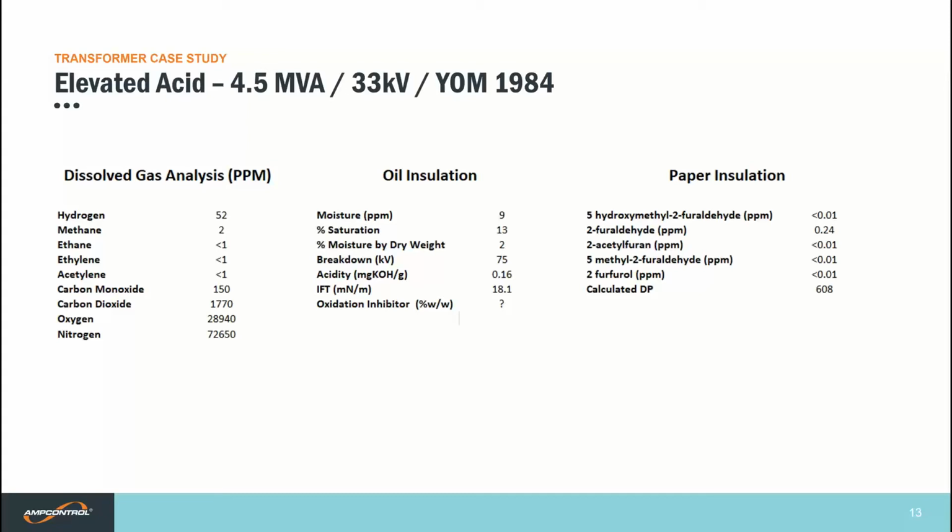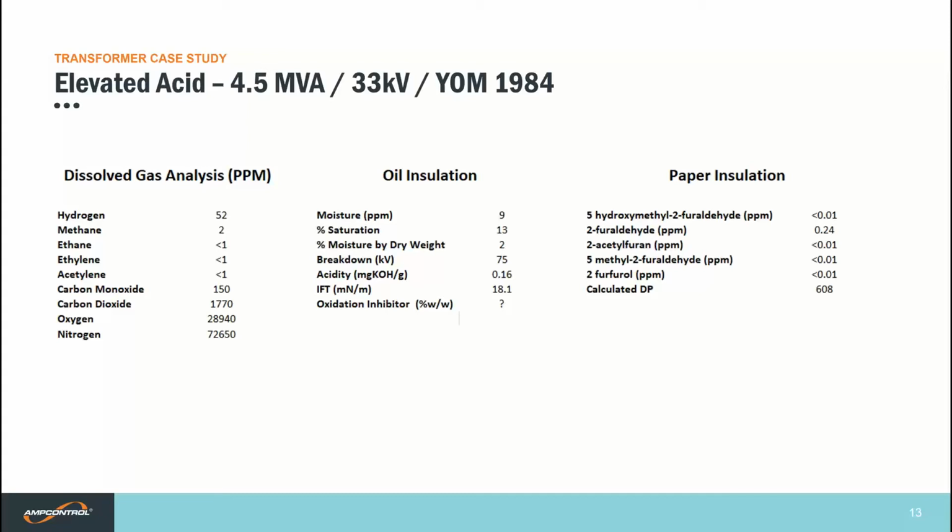The transformer is 4.5 MVA, 33 kV primary, and 37 years old. The dissolved gas analysis results on the left don't indicate occurrence of any abnormal conditions. The oxygen levels in the oil are high. Saturated oxygen in oil is approximately 25,000 to 30,000 ppm, and this can promote oxidation of the oil and accelerated paper insulation aging. At these levels, it's possible the transformer is free breathing.